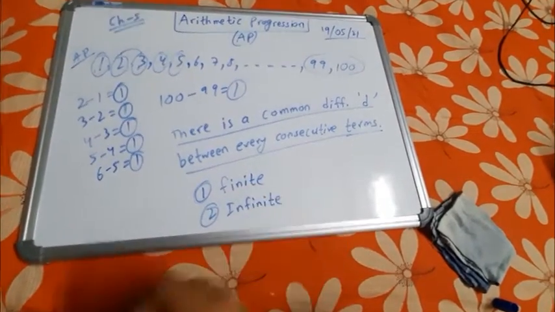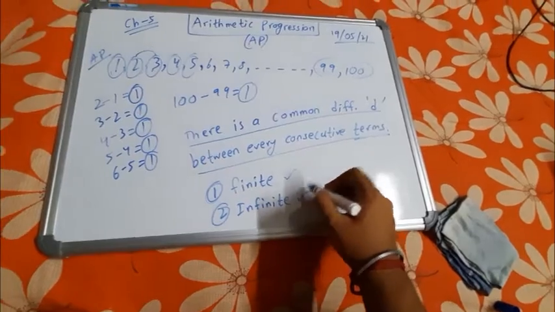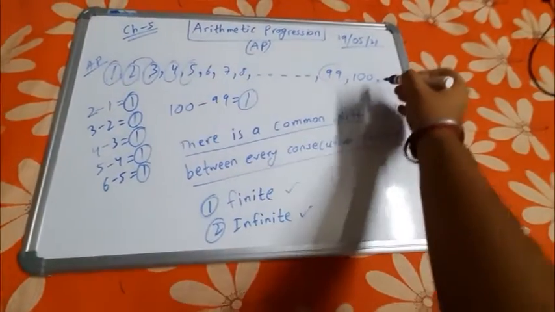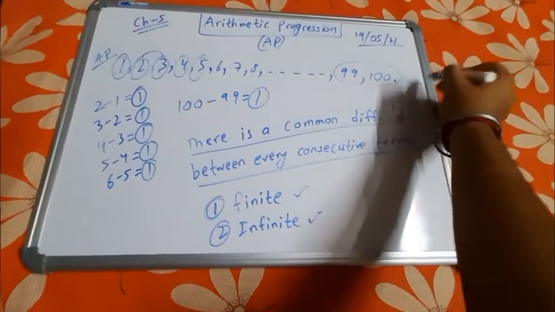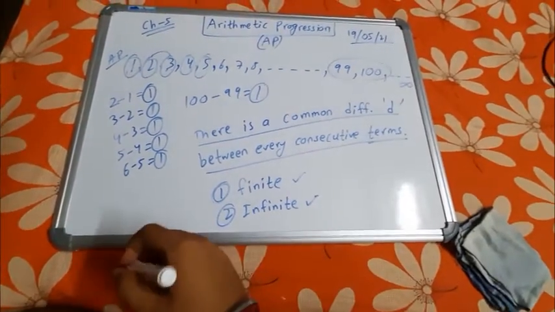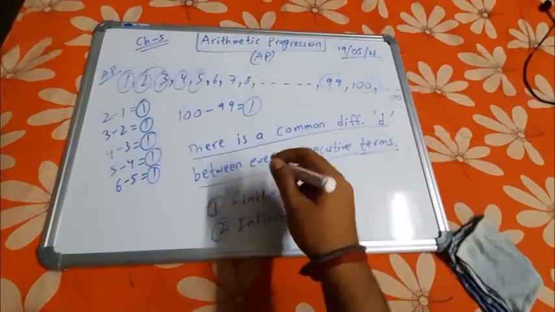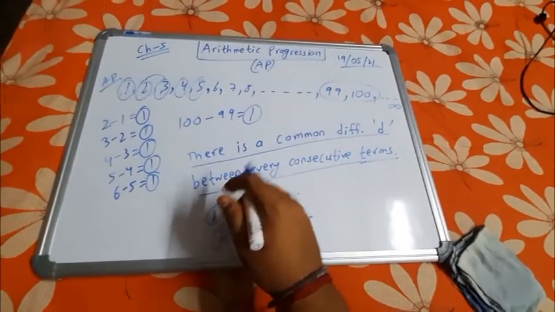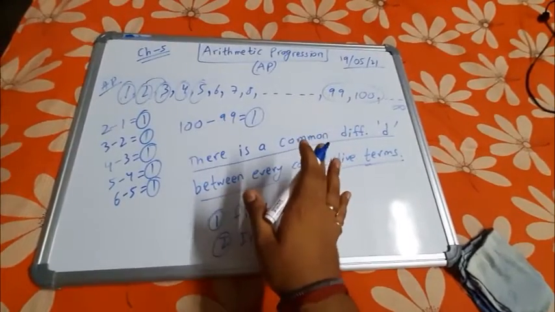Okay, AP can be infinite. Finite AP, infinite AP. Now see, this is a finite AP because the AP is stopping at 100. Now if I just gave over here a comma, then dots up to, I give this sign infinity, now it will continue to infinity. That means it won't stop, never ever. Okay, so actually this is the main concept of AP.